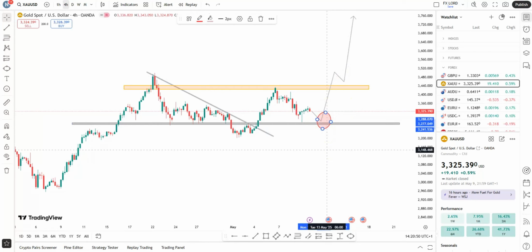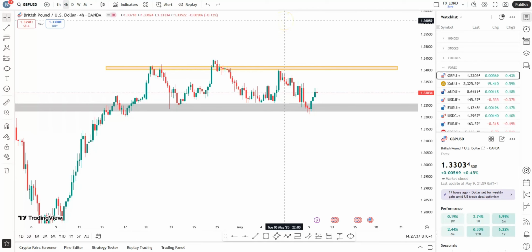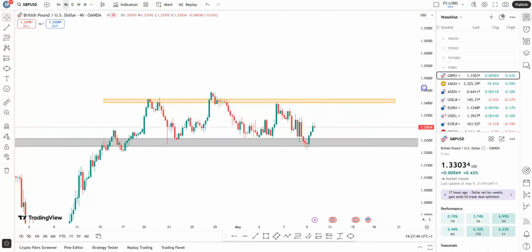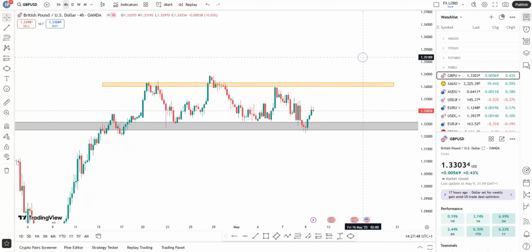And the next pair we're going to be looking at is the GBP USD. Okay, this is GBP USD on a 4-hour time frame, and GBP USD is looking cooked already. It's looking pretty nice. It's looking sumptuous. I'm just waiting to chew it. Okay, so GBP USD right now is ranging at the moment.